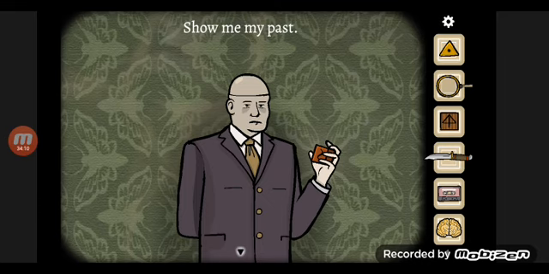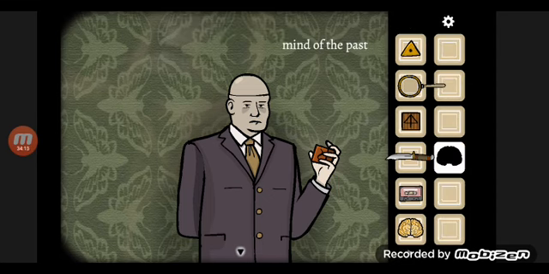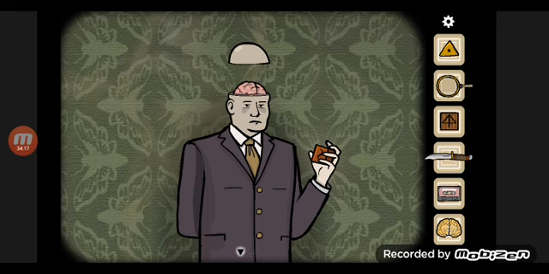Now let's place the mind of the past in his skull and touch it. The head of a young man appears. This is the head of Jacob Baylander, because according to what I remember, Mr. Owl is Jacob Baylander. Now let's talk to him.